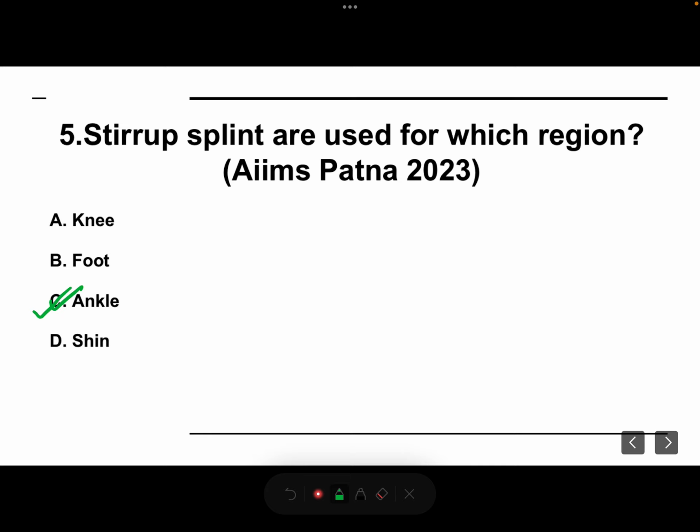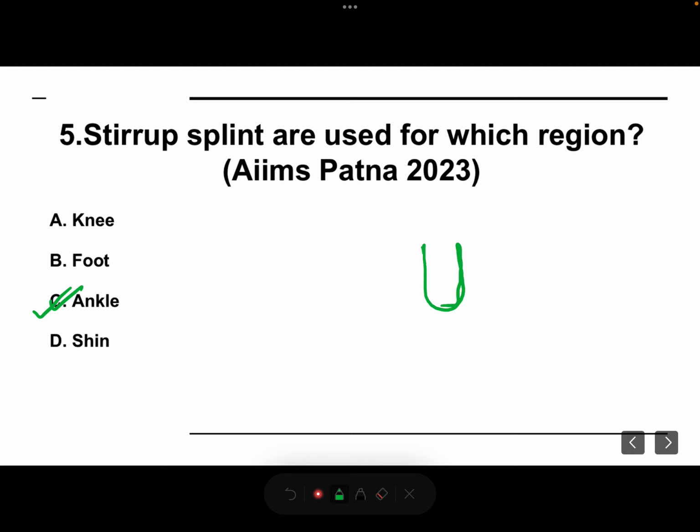Generally, a stirrup splint is a U-shaped splint, so it allows some movement in the foot but not in the ankle joint. Basically, it is a mediolateral wrapping.